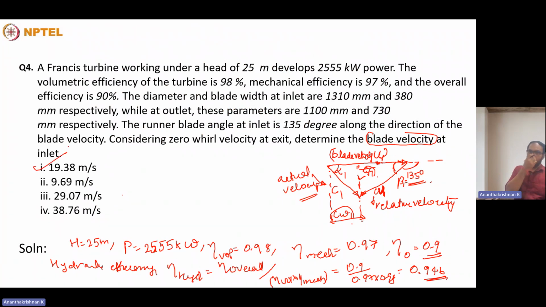In this particular problem, from the velocity triangle, we can form a relationship between the flow component, the whirl component, and the blade velocity. Then in order to determine the blade velocity term, we need to know the flow component and the whirl component of the actual velocity. Flow component of the actual velocity can be determined from discharge and the area of cross section that involves the diameter as well as the blade width.